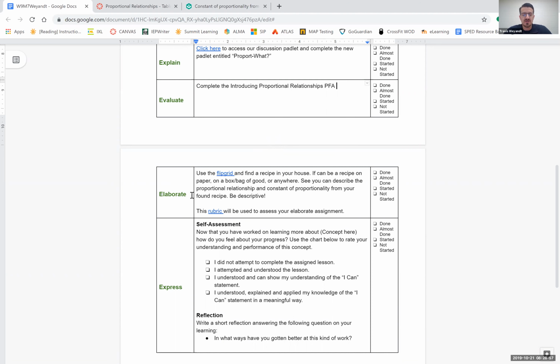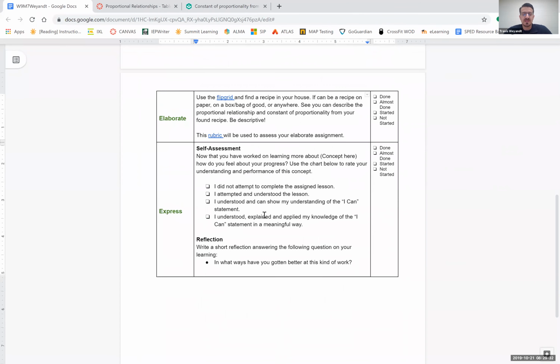In the elaborate section, we're going to use a Flipgrid, and what we're going to have you do is find a recipe in your house. I'm going to have an example by this evening of my recipe, because I have a favorite recipe, and I'm going to do my own video for you as an example, and see if you can find a proportional relationship in your recipe. So maybe you wanted to double your recipe because your family's coming over, or maybe you wanted to reduce your recipe because it's only you and not a recipe for 4 people. But again, the idea of proportional relationships and the constant is involved with something as simple as a recipe.